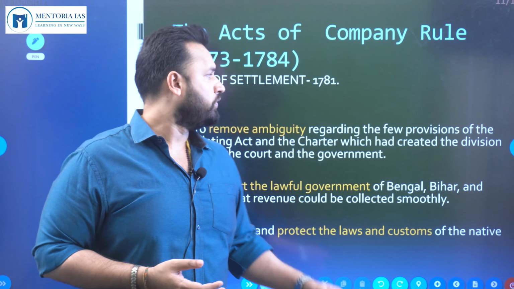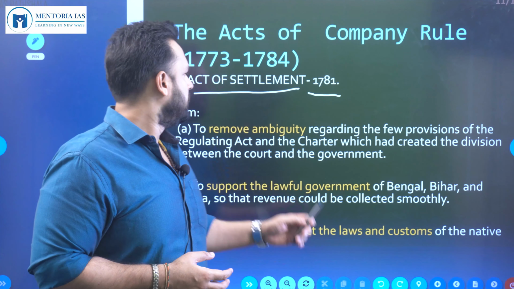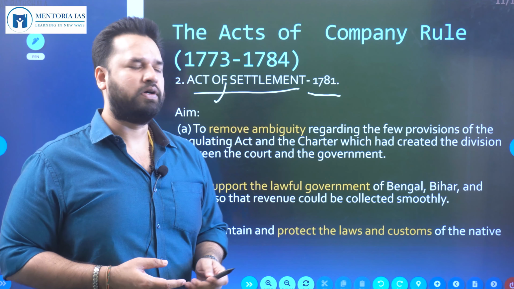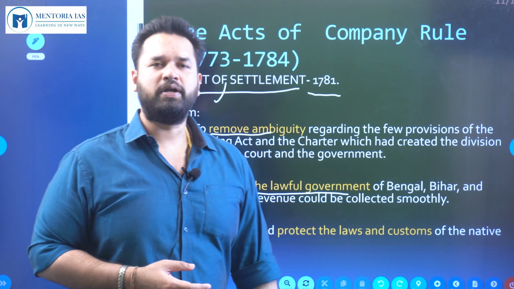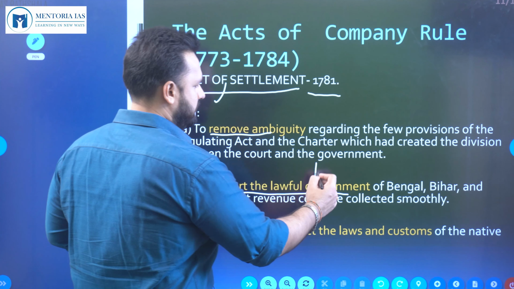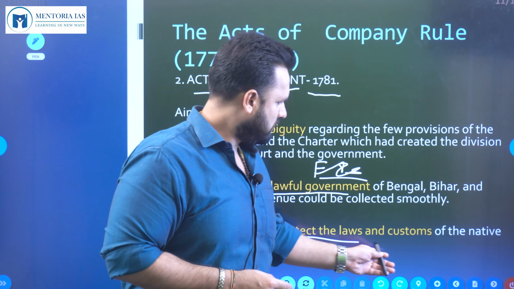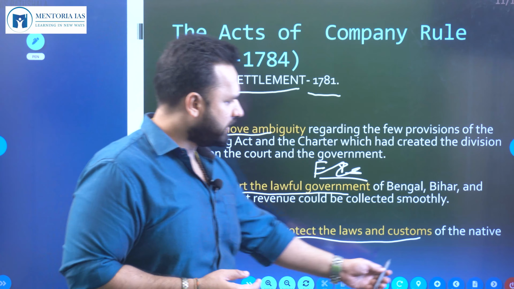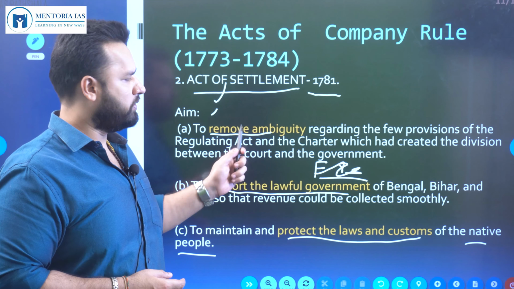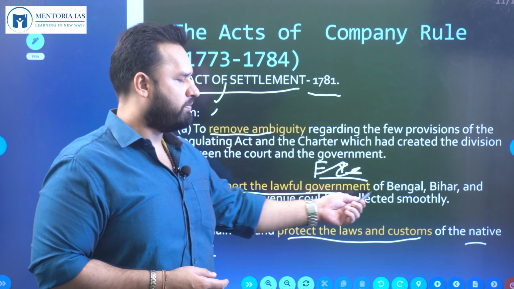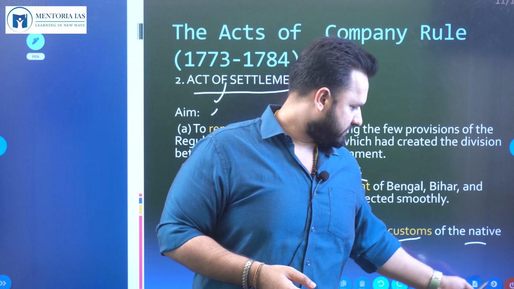So what happens then? You correct your act. Act of Settlement 1781 was passed. It was called Act of Settlement. Why? To remove confusion or ambiguity and to support the lawful government. Which is the lawful government? East India Company is the lawful government here. And to maintain and protect the laws of the natives, that means for us Indians. So these 3 things were started with the Act of Settlement: 1, to remove ambiguity, to support the lawful government of Bengal, Bihar and Orissa, and to maintain and protect the laws and customs of the natives, that is us Indians.